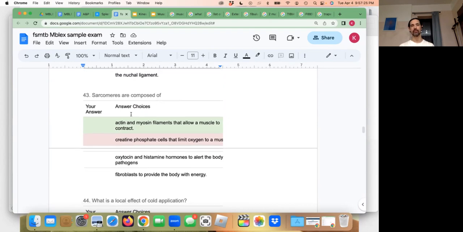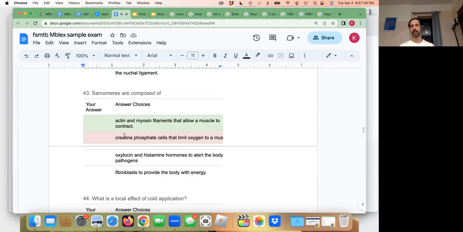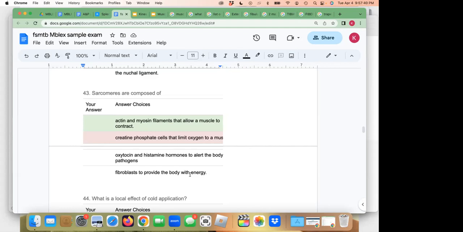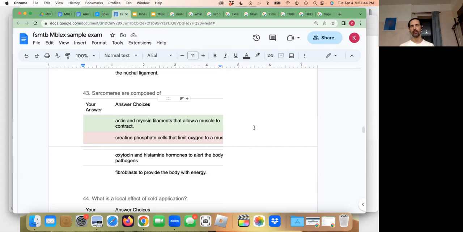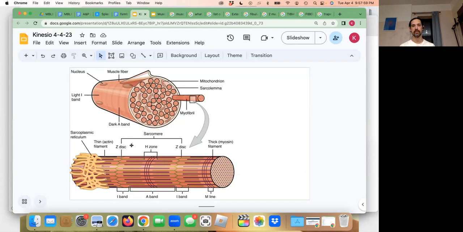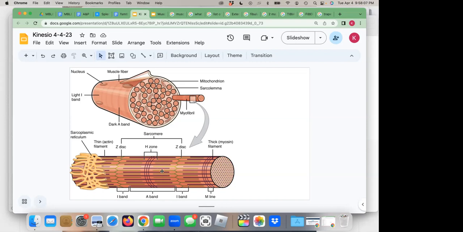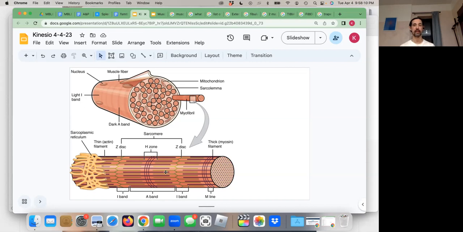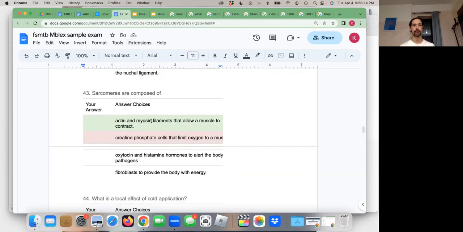Sarcomeres. Sarcomeres are composed of what? Actin and myosin filaments that allow muscles to contract, creatine phosphate cells that limit oxygen to a muscle, oxytocin and histamine hormones to alert the body to pathogens, or fibroblasts to provide the body with energy. Sarcomeres are composed of what? In the sarcomere, between the Z discs, there are these lines, these bands. What are the filaments called? Actin and myosin filaments.